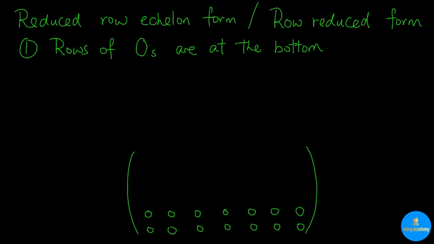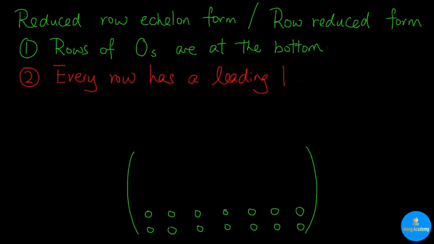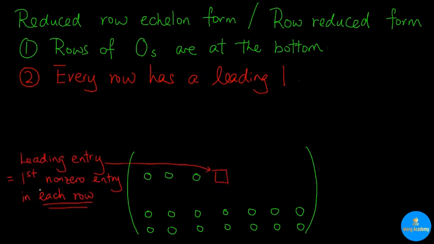Second, in every row, the leading entry must be a 1. By a leading entry, we mean that it is the first non-zero entry in each row. So, when we say that every row has a leading 1, we mean that when we walk along a row, the first time you hit a non-zero entry, this entry must be a 1.